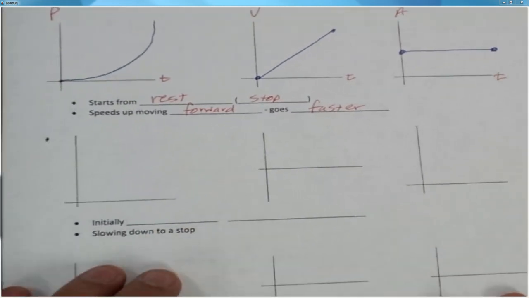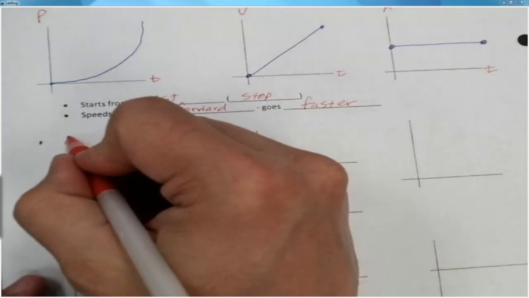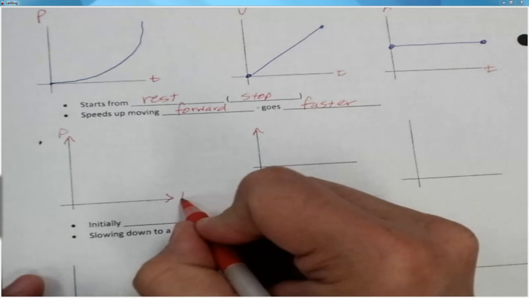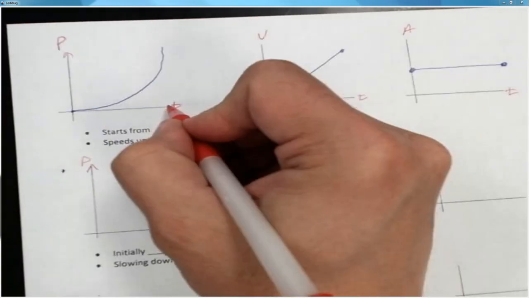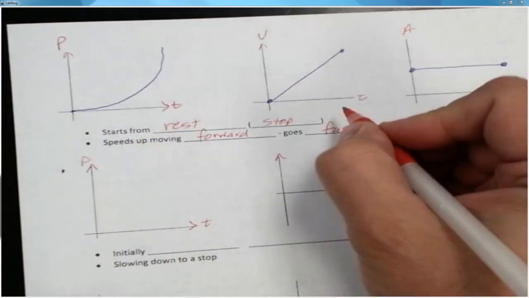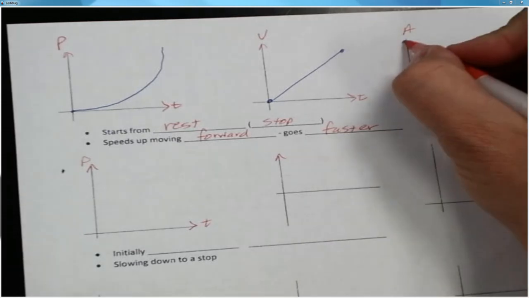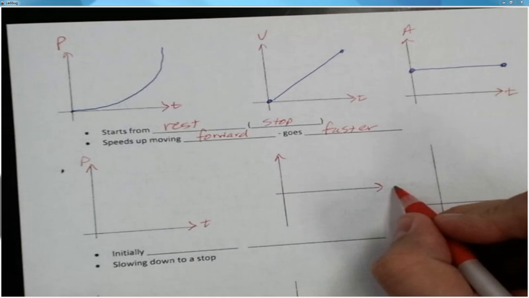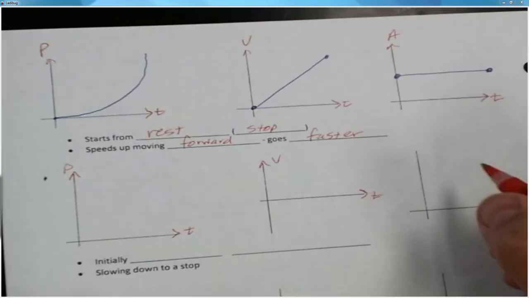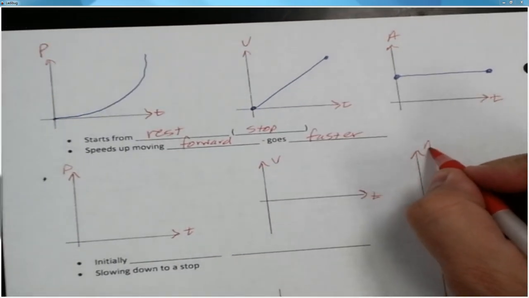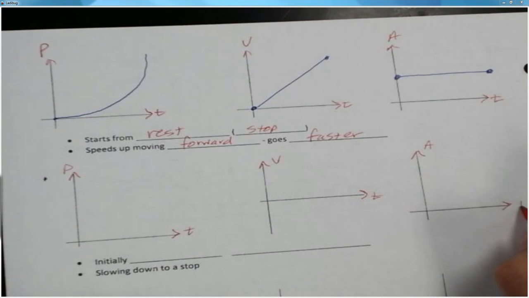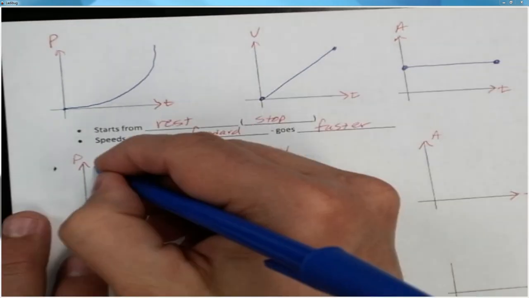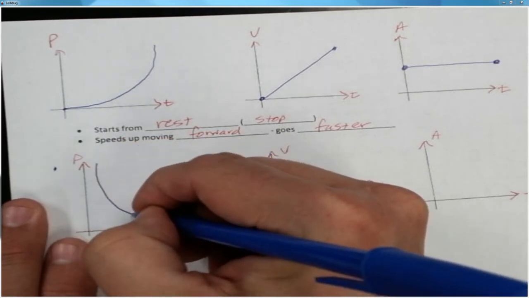Let's move on to the next one. This one's going to be P. I'm just putting my little arrowheads on there. And VvT and AvT. Let's see which one I'm going to give you now. How about this? Let's do this one. This is kind of a weird one.